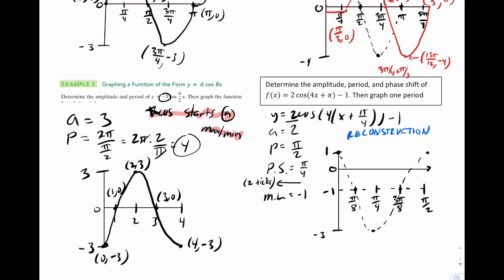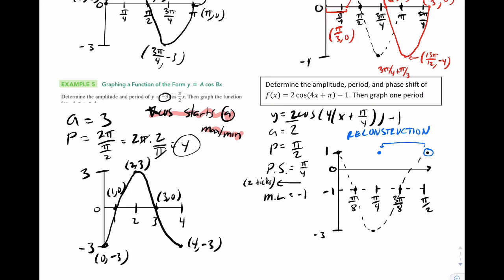Reconstruction says grab a max or min point. So for this one, I'm going to actually grab this point. I'm going to shift it left 2 ticks. So this whole point, our new point, should be right there. So hopefully we all agree that this point, the new point, is right there, shifted left 2 tick marks. Now the difference is in reconstruction, I'm going to reconstruct the graph around this point.